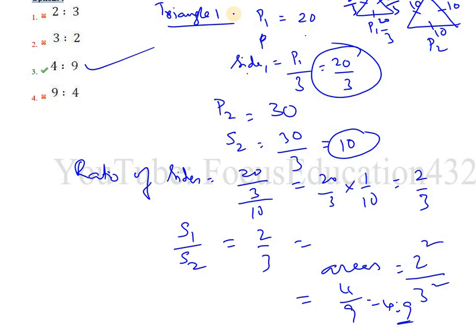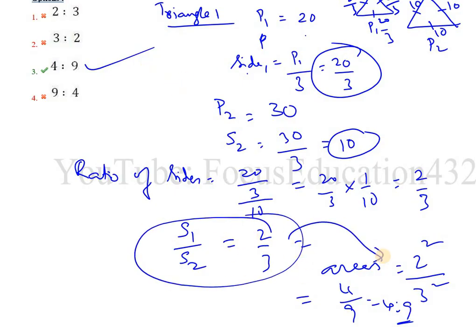So what we have done here? For the triangles, the perimeter is given. Perimeter divided by 3 gives the side. Take the ratio of the sides, then square it, and you get the ratio of the areas. That's all. So this is question number 10.